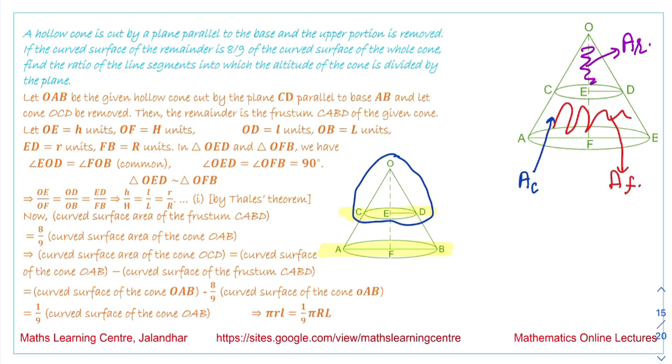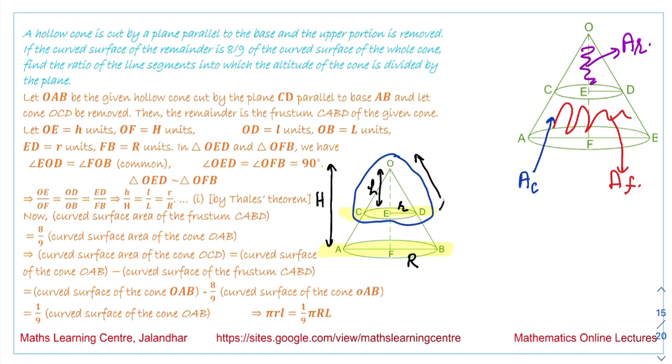Now what we have is, in the given cone, suppose the height of this cone is capital H, and the value of this height is small h. The radius of this larger cone is capital R, and the radius of this smaller cone is small r.